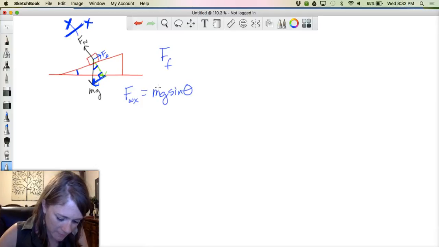It does say it's up and down the incline.